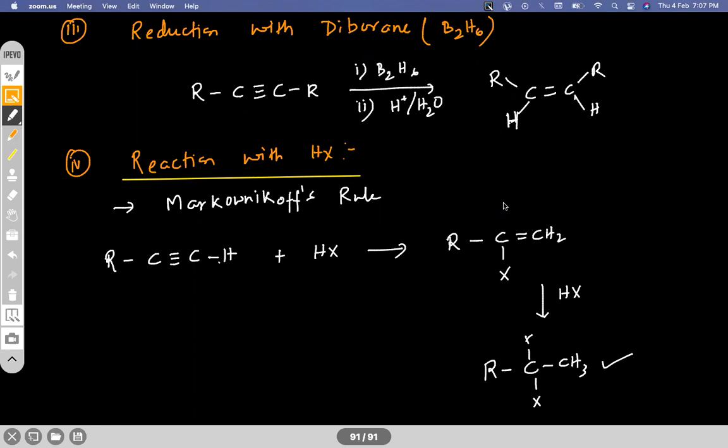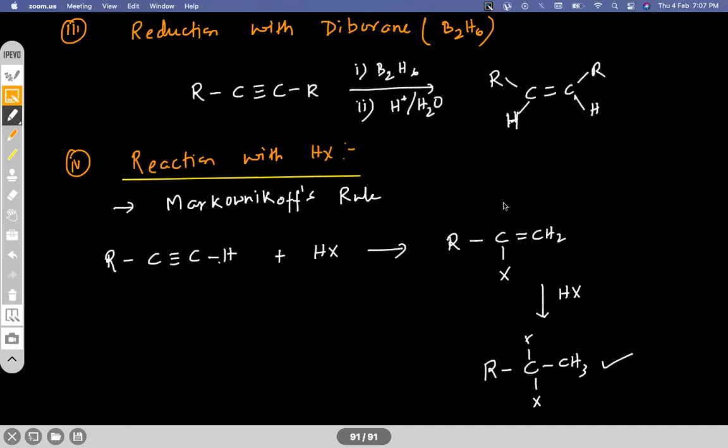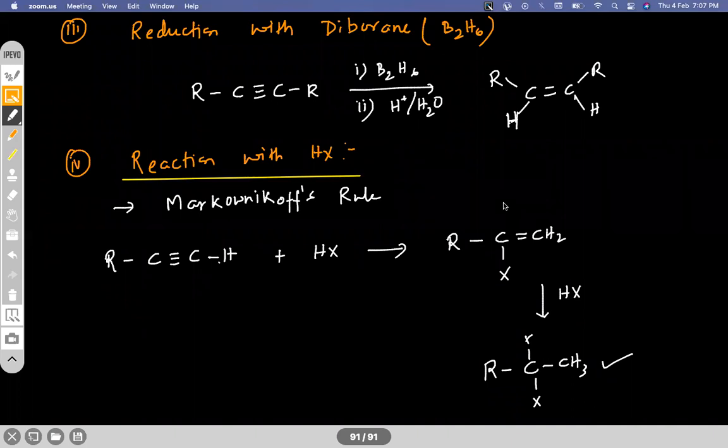If you look at the mechanism here, this reaction takes place in presence of mercurinium ion. Since you have asked this question, I'll just explain the mechanism. Write down here Hg2+. This reaction takes place in presence of Hg2+ ion. How the reaction proceeds, you see.